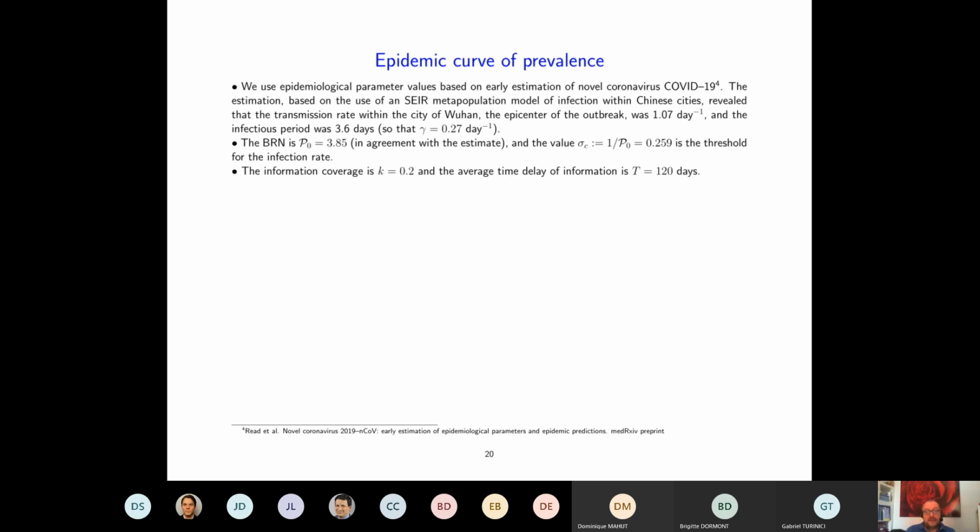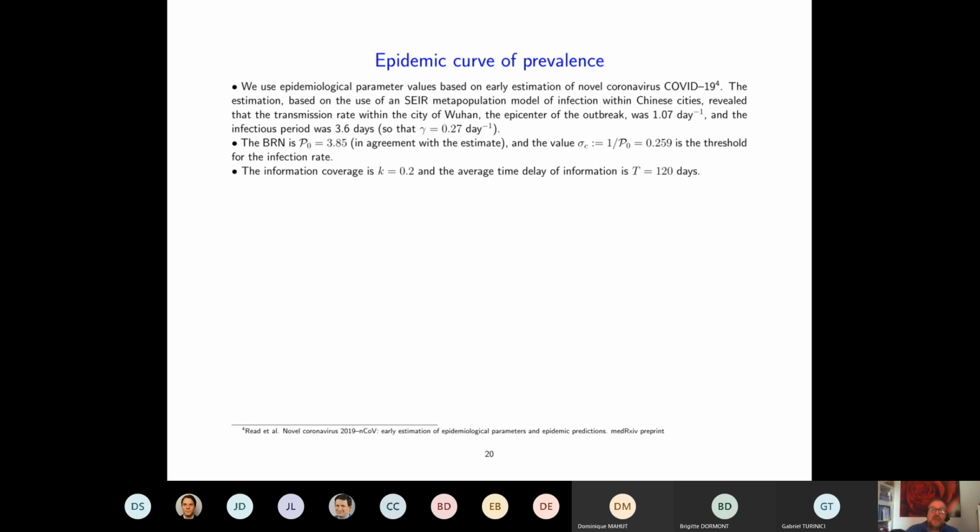And if we try to set the epidemiological parameter values, so as to have a parametrization based on early estimation of novel coronavirus, these kinds of estimations were the only estimations available, more or less, at that time. For example, here we can refer to the city of Wuhan, and it was estimated to have a transmission rate of 1.07 and an infectious period of 3.6 days. One of the best aspects of this very simple model is that you don't need to estimate too many parameters. And the basic reproduction number is 3.85, which is in agreement with the estimates.